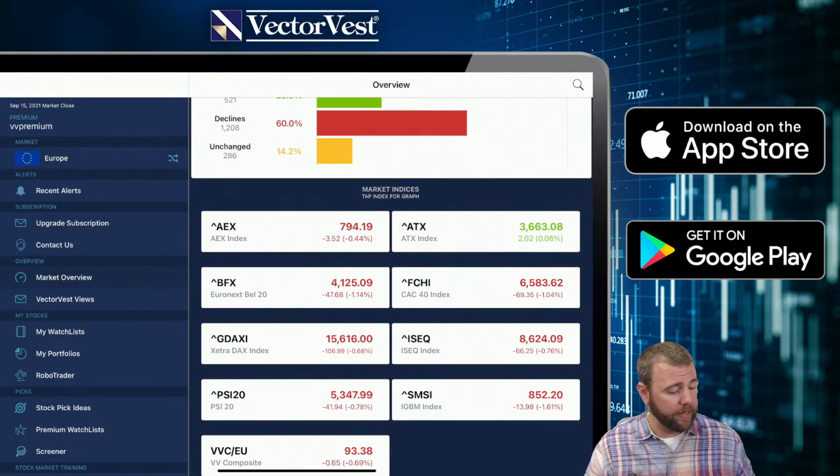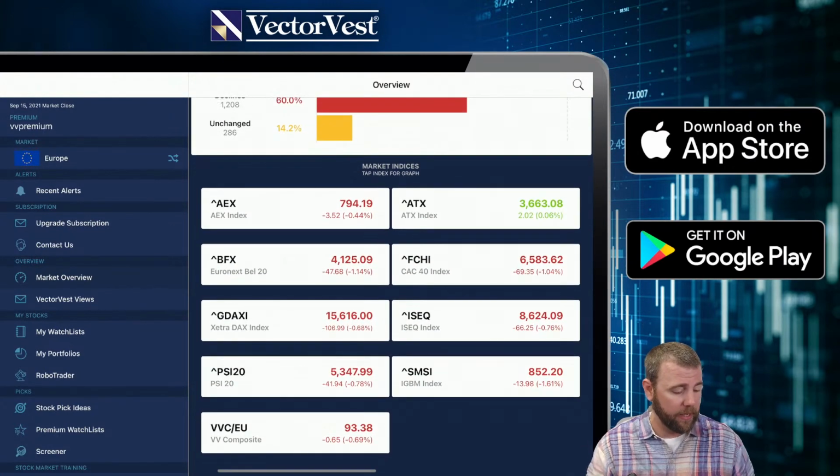All right, so taking a look at the major indices out of the European markets, the AEX. I know some of these, I'm not familiar with all of them. So AEX down about 0.5%. Really, the main ones we want to look at, Belgium 20 down 1.1%. France's CAC 40 down about 1%. The DAX is the German market, the biggest market in the European markets, down about 0.7%.